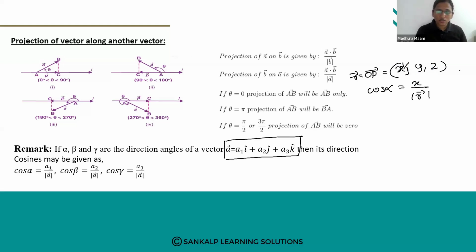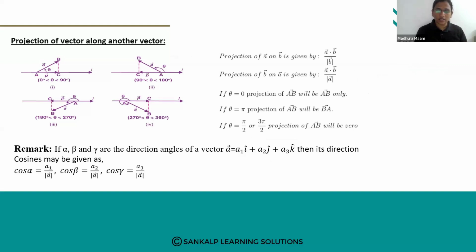Now here, the scalar component along X is A1. So it is A1 divided by magnitude of the vector. The vector here is A, so it is A1 by magnitude of vector A. The scalar component along Y is A2, so A2 by magnitude of A. A3 by magnitude of A. That's it. When components are given, this is how to find the direction cosines.